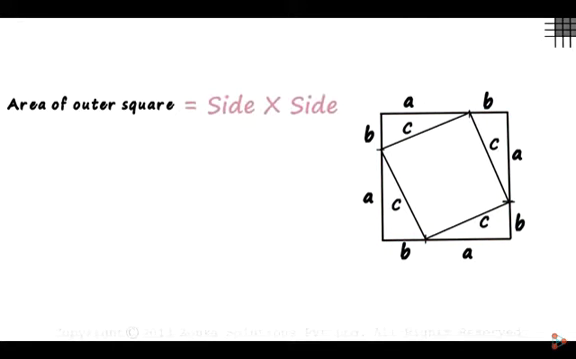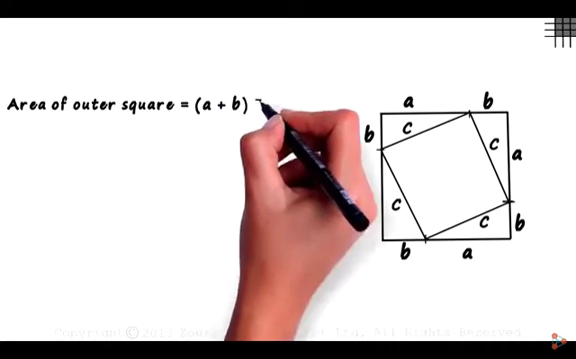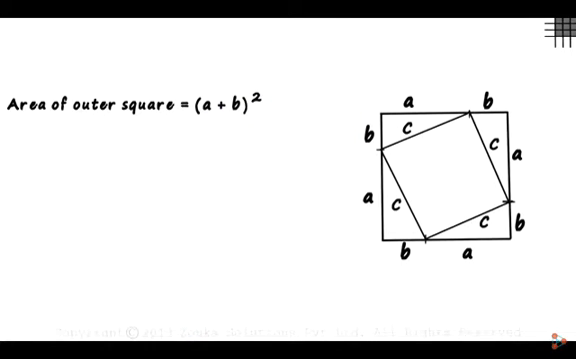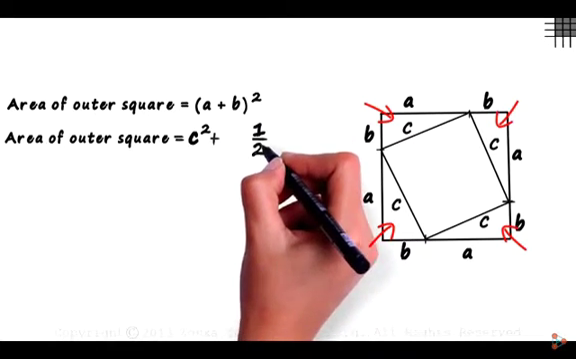The first way is side multiplied by side. It can be written as a plus b multiplied by a plus b, which equals a plus b the whole squared. And the area of the outer square also equals the sum of the areas of these 5 parts. The area of this square is c squared. Observe that each of these triangles will have the same area as their height and base is the same. Area of each triangle is half AB.